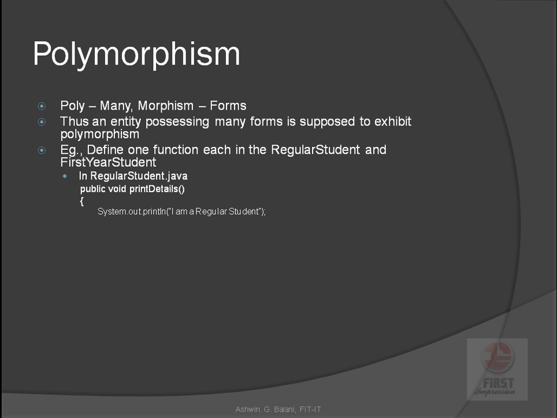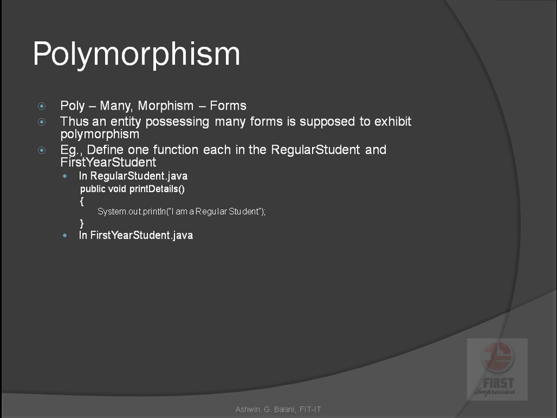Here we will say system.out.println I am a regular student. I hope we are clear with the syntax now. System indicates a computer system. .out indicates the output device. .println indicates we want to print on that device and leave a new line. So whenever we call this function, it will give the output as I am a regular student.